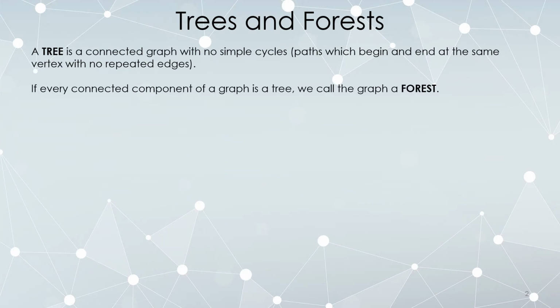If every connected component of a graph is a tree, we call it a forest. In other words, a forest is just saying I have a bunch of trees and I put them together and consider that a graph, but their individual connected components are all trees.